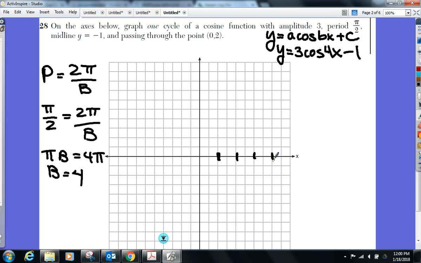Period is what? What's the period? Pi over 2. And you're breaking it up into equal parts of what? 4. So divided by 4, or I think I multiplied by 1/4. And that'll be pi on top and what on the bottom? 8. Okay, so I'm going to go every pi over 8. So that's where it's going to start. Pi over 8. And guess where it's going to end? Pi over 2, the period.